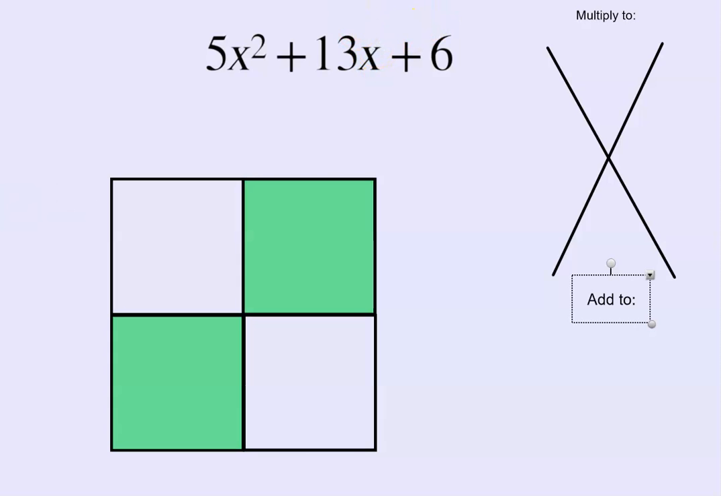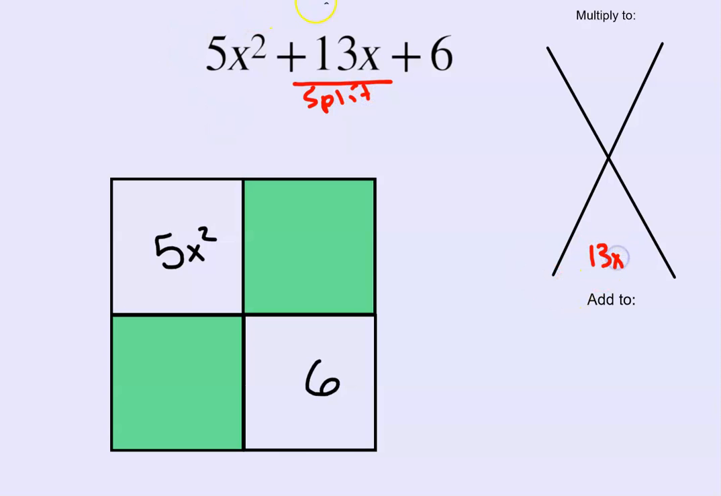So 5x squared plus 13x plus 6. So again, 5x squared goes there, 6 goes there. We need to split this 13x into these two boxes such that it adds to 13x, but multiplies to the same thing that these multiply to. These multiply to 30x squared. So now you just need to think, what multiplies to 30x squared but adds to 13x?